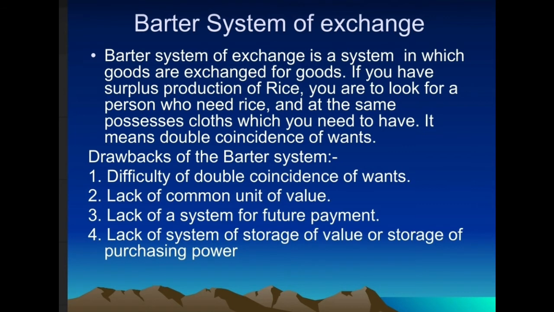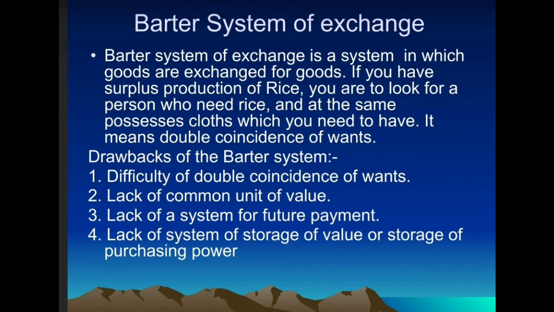The barter system of exchange is a system in which goods are exchanged for goods. If you have a surplus production of rice, you have to look for a person who needs rice and at the same time has the clothes which you need. It means double coincidence of wants. Then what are the drawbacks of this barter system?